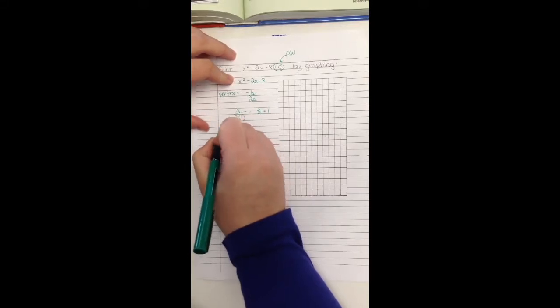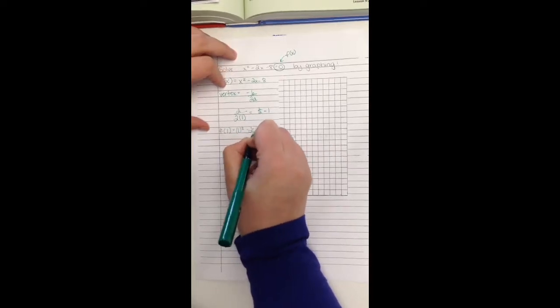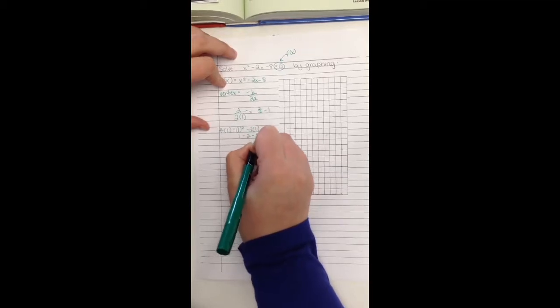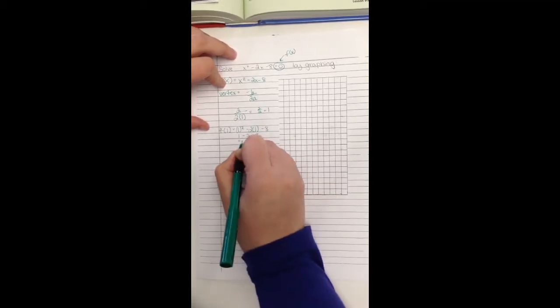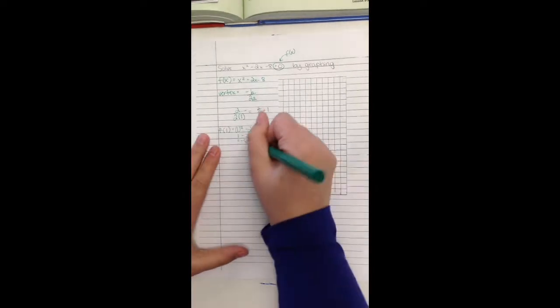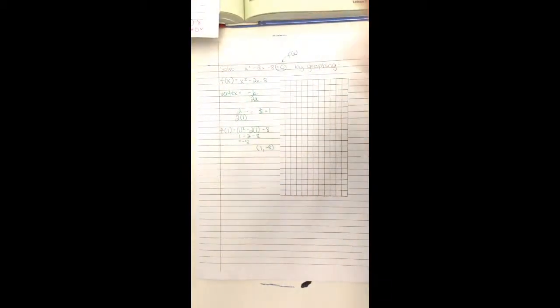Remember, that's my x value, so I plug it into the function. F of 1 equals 1 squared minus 2 times 1 minus 8. I get 1 minus 2 minus 8 gives me negative 8. Now that gives me my vertex. I have a vertex of 1, negative 8. But now I have to make that t-chart.